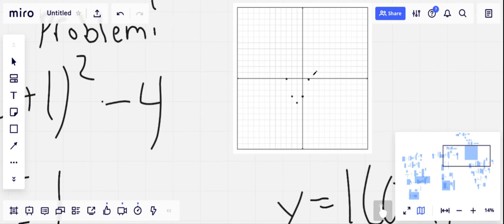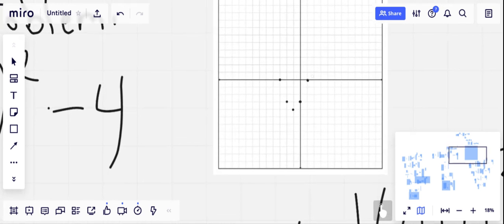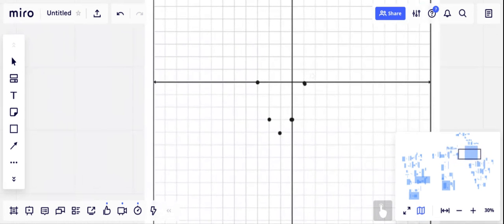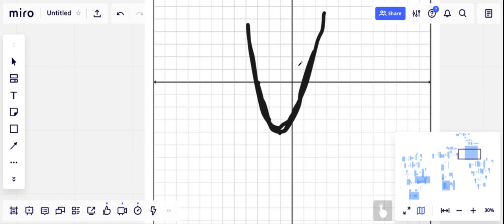And now we have 5 points on the parabola, which is enough to tell us what the parabola will look like. So we can graph it, and the parabola would look something like this. So that's what the parabola would look like.